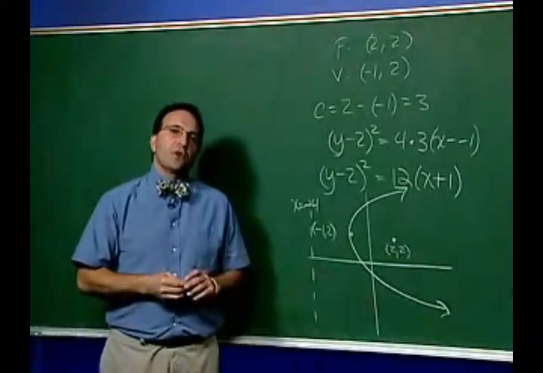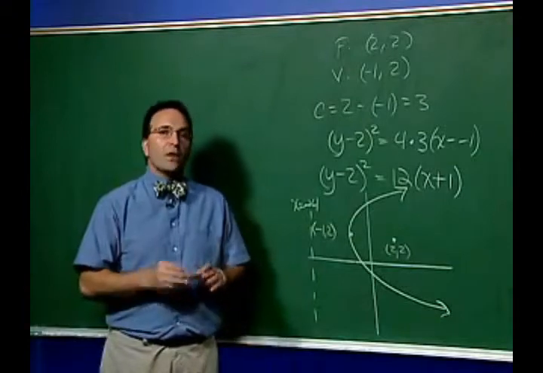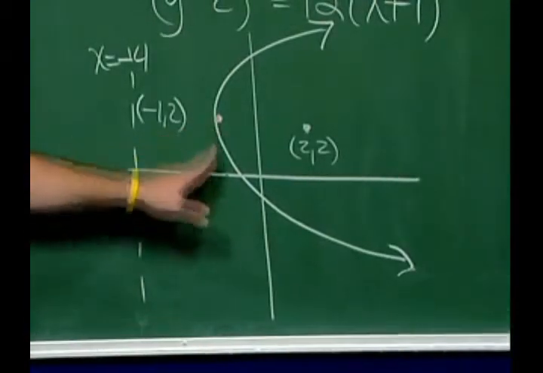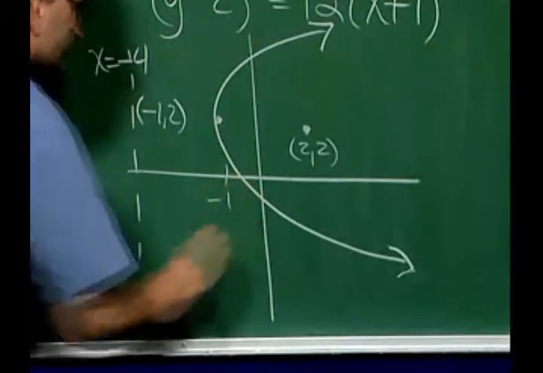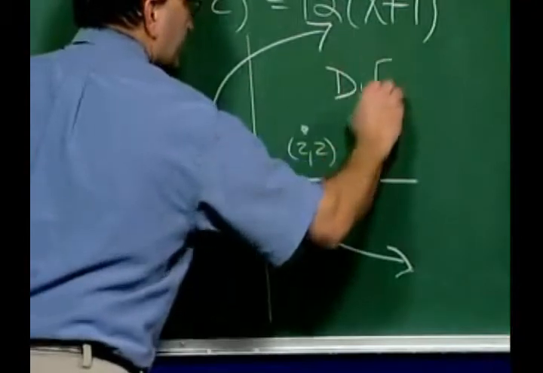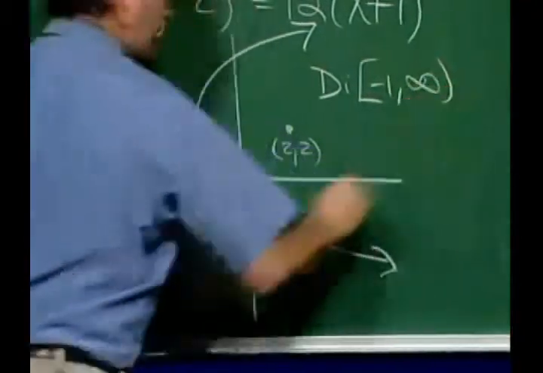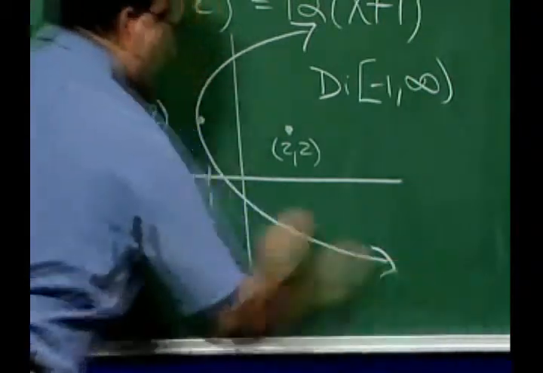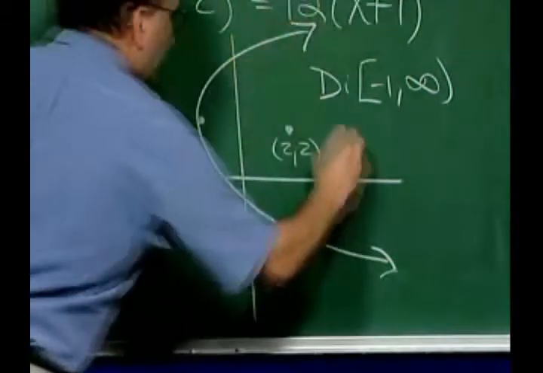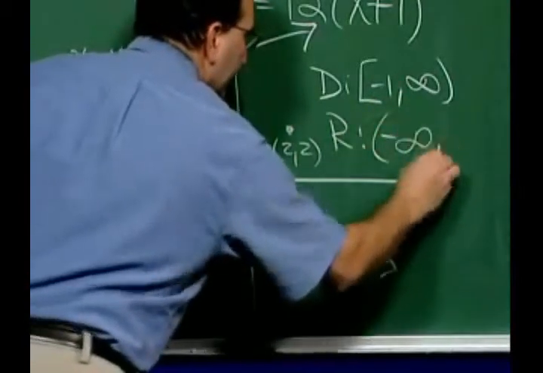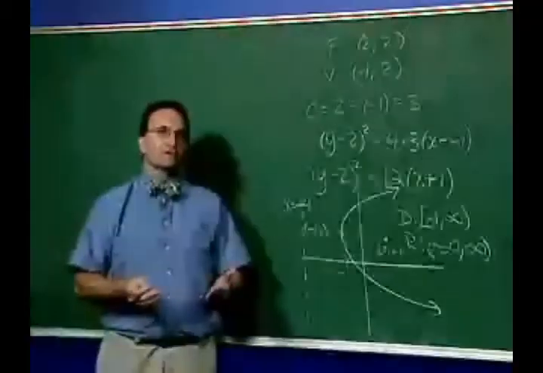And in terms of its domain and range, well, we can see that the domain starts here at −1 and goes out to infinity. So the domain is [−1, ∞). The range, of course, is going to continue forever and ever, so the range is −∞ to ∞. All right, that was great.